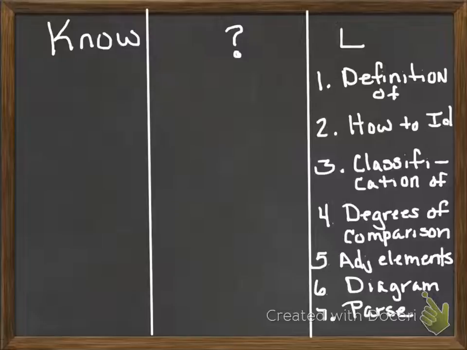What you'll learn in this overview is just a brief glance of the definition of adjectives, how to ID those adjectives in a sentence. There's a classification of adjectives. There's degrees of comparison in adjectives. There's adjective elements. That's where we get into words or phrases that are used as adjectives in a sentence. And then quickly, we'll go over a little bit of diagramming of adjectives and parsing. So let's jump in.